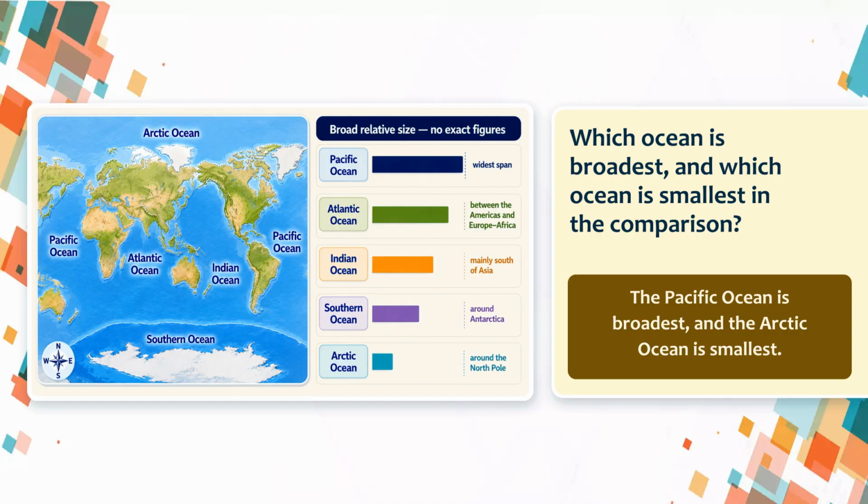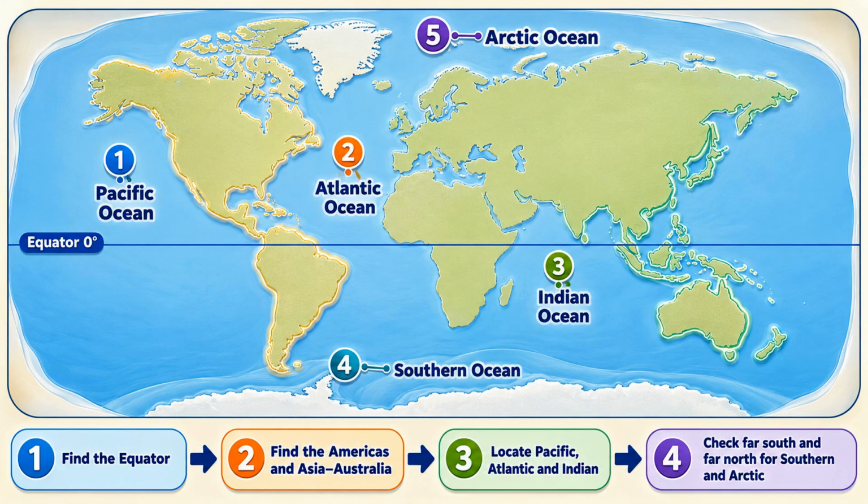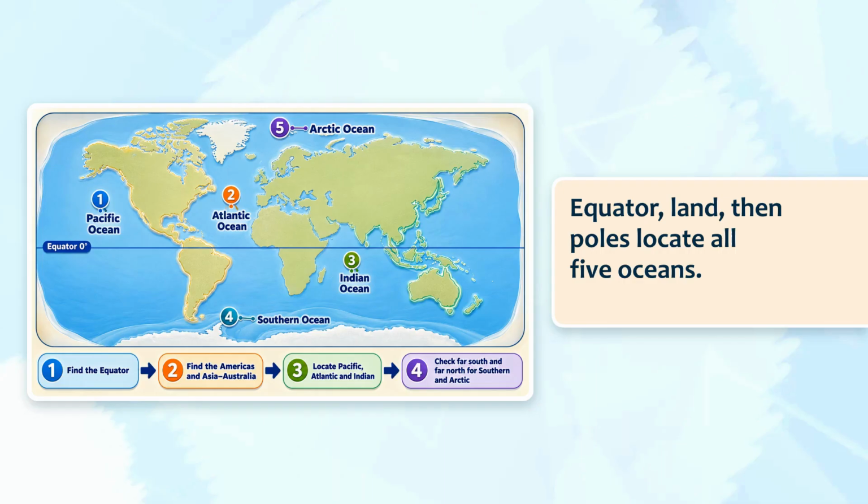Next, use a repeatable map reading route to locate all 5 oceans. Use the equator and land anchors to locate the Pacific, Atlantic, and Indian Oceans. Then check the far south for the Southern Ocean and the far north for the Arctic Ocean. Use the anchor method step by step. Equator, land, then poles locate all 5 oceans.